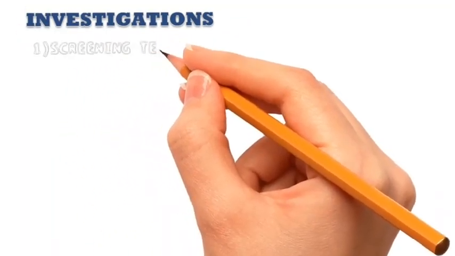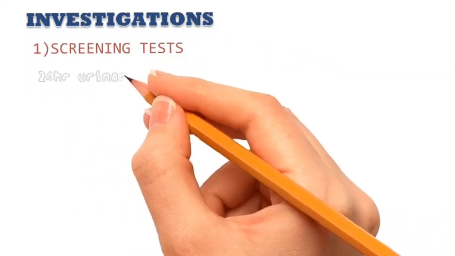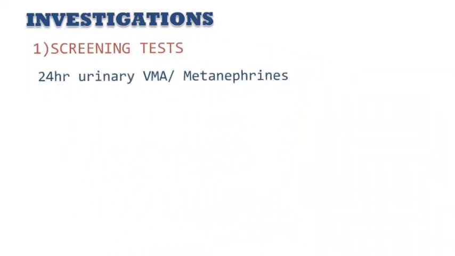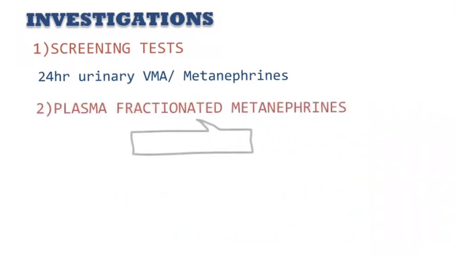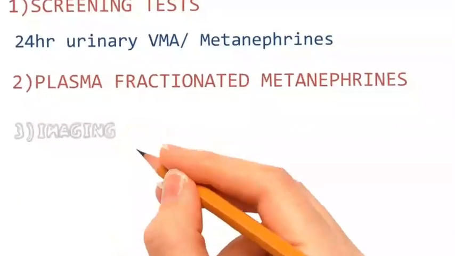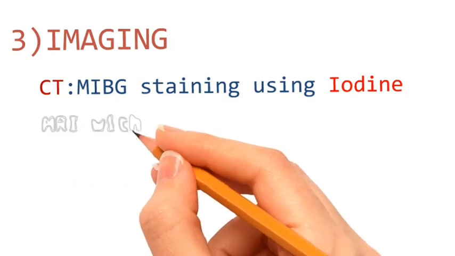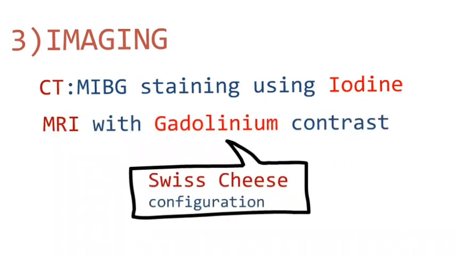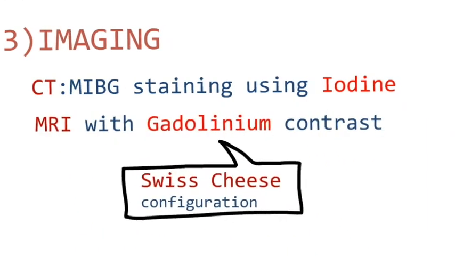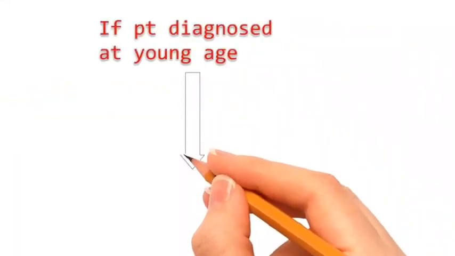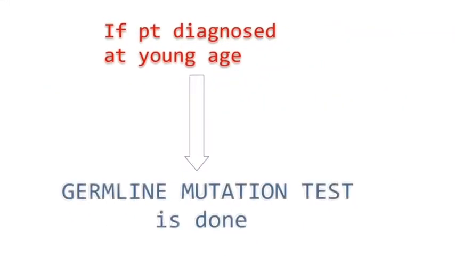The various investigations that are done are: screening tests include determination of 24-hour urinary vanillylmandelic acid or metanephrines, determination of plasma fractionated metanephrine is the most sensitive. In imaging, CT, MIBG scan using radioactive iodine and MRI with gadolinium contrast is done, and a Swiss cheese appearance is seen. If the patient is diagnosed at a young age, germline mutation test is done.